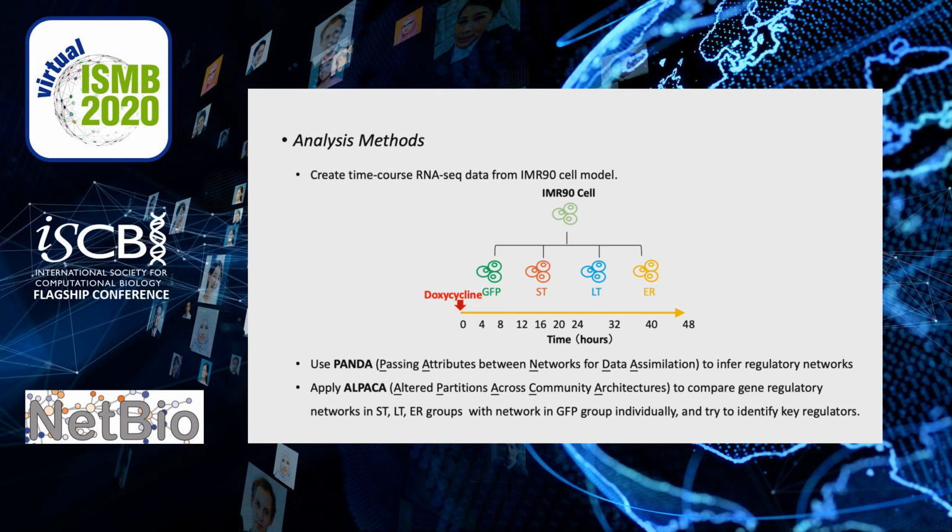To study the transcriptional regulation in the process of carcinogenesis, we used the normal human lung fibroblast cell line IMR90 as the parental cell and transduced it with doxycycline-inducible vectors carrying Merkel cell polyomavirus oncogenes, small T (ST), large T (LT) antigens, and ER, which stands for early region containing both ST and LT, or GFP sequence. We tracked the influence of the oncogenes over time through RNA-seq profiling.